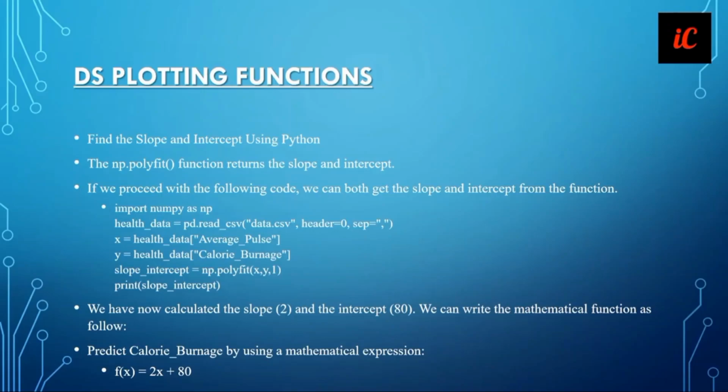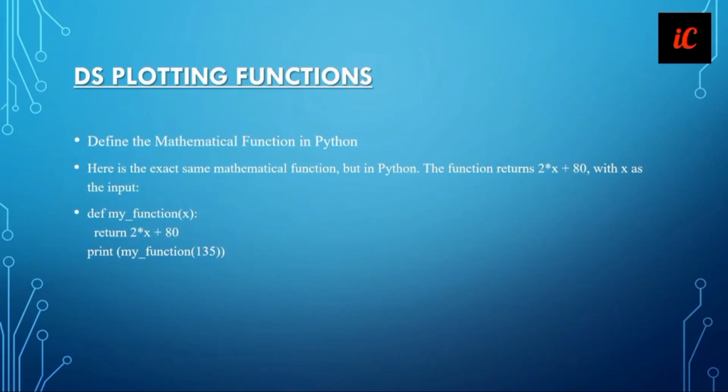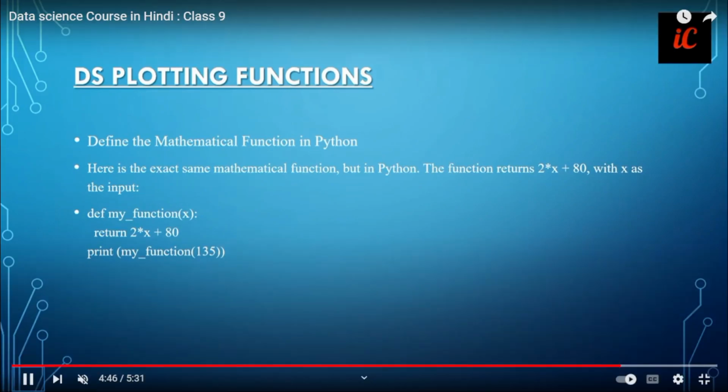Find the slope and intercept using Python. How to find it? We have already worked with NumPy. Now here we have np.polyfit. This is the way to find it. You can also see on screen that I have provided one code here. This is the syntax for how you can find it. The X value will be given, the Y value will be given, and then slope underscore intercept equals np.polyfit(x, y, 1). After that, print slope intercept, and it will automatically provide you the details.